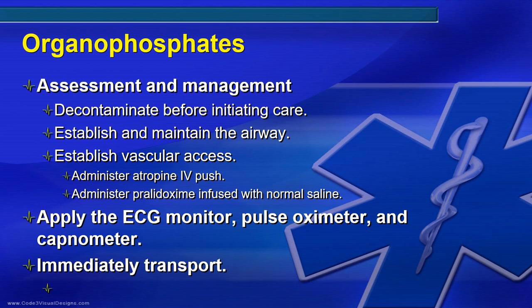So the drug of choice initially in organophosphate poisoning is going to be atropine. Then you can consider up to 3 pralidoxime or 2-PAM injectors at 600 milligrams each in the first hour. Multiple doses may be required for patients with severe exposure. Want to continually monitor the ECG, pulse ox, and capnometer, and notify the receiving hospital early and transport to the appropriate facility.